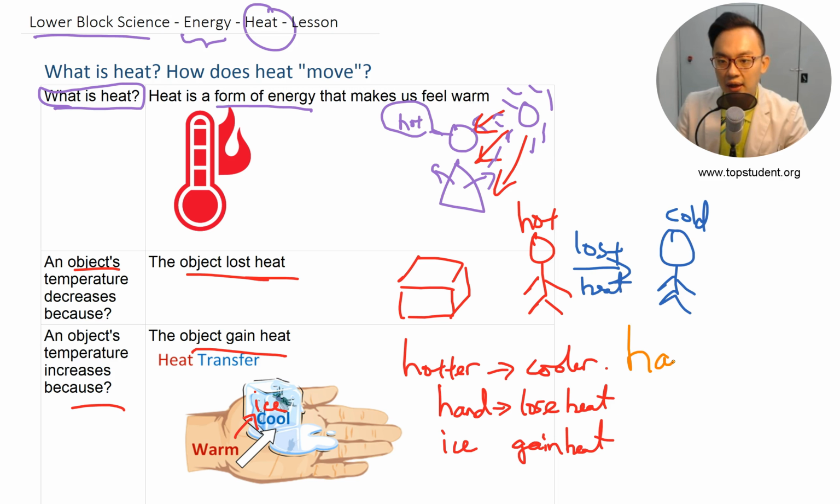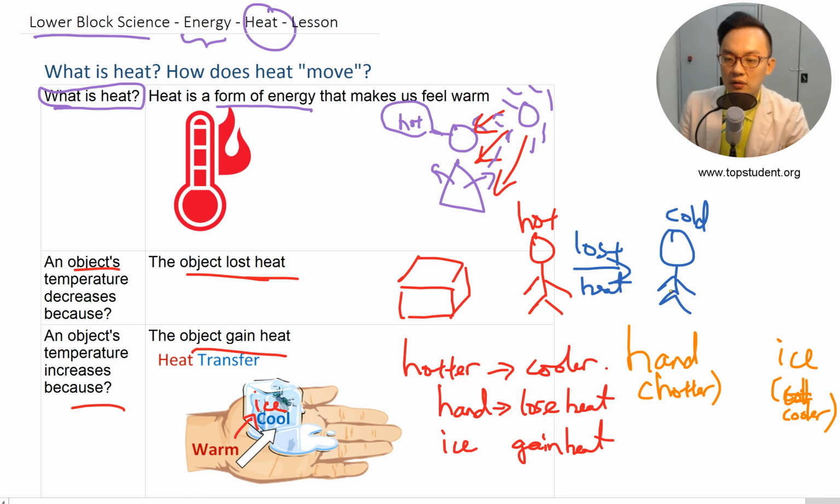Okay, so let's write it again. I have the hand and I have the ice. The hand is hotter than the ice, so the ice is cooler. Therefore, heat is going to travel in this direction from the hand to the ice, and therefore the hand will decrease in temperature because it's losing heat, and the ice will gain heat, so it increases in temperature.